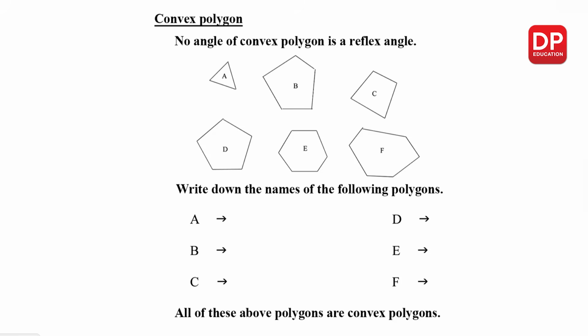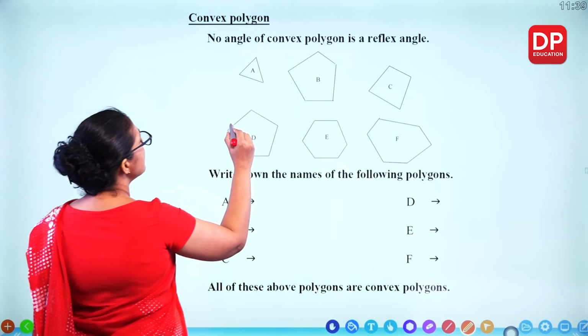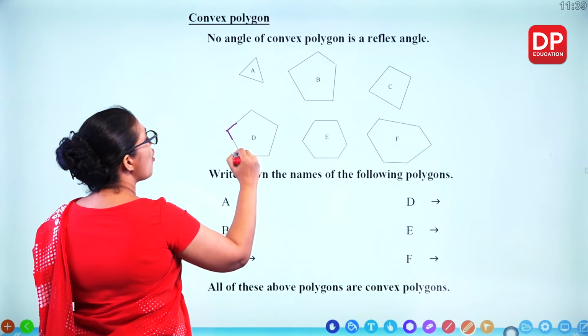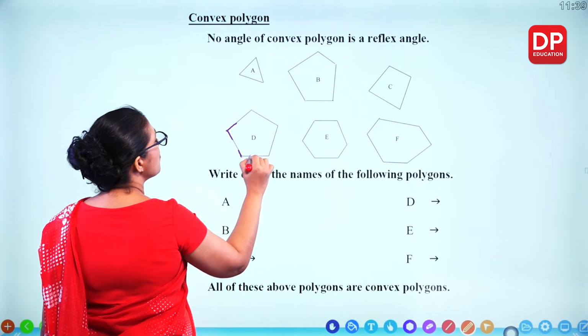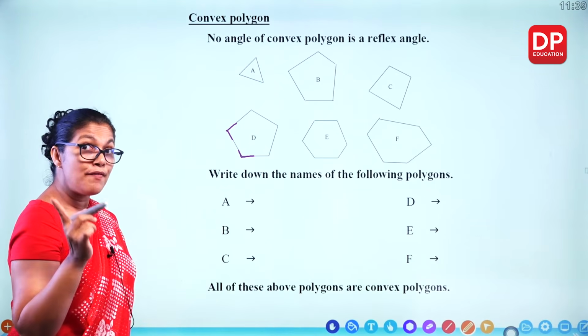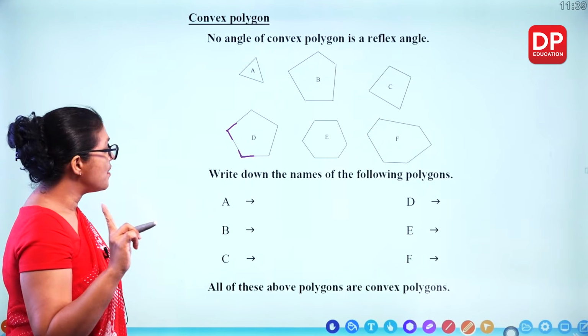No angle of a convex polygon is a reflex angle. So when you look at the angle type here, it can be acute or obtuse. This is obtuse, more than 90. So if it's a reflex, we call it another name.